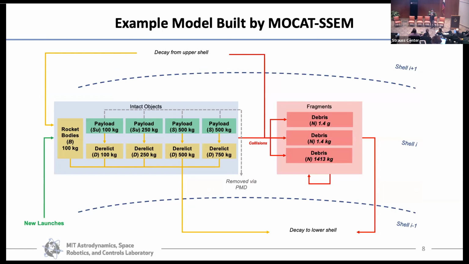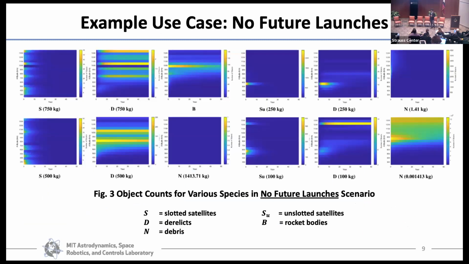Again, this is just shown for one of the altitude shells, but you can have multiple altitude shells interacting with one another as shown here, depending on drag forces. So an example case here, if you have no future launch cases, and you have S, they're all defined here: S for slotted satellites, SU for unslotted, derelict and debris, and you can see the masses of these different ones. And when we start with the initial population and you stop launching cases, what happens?